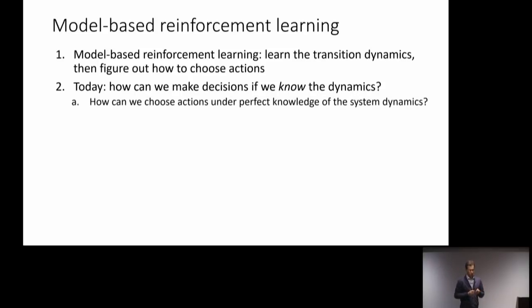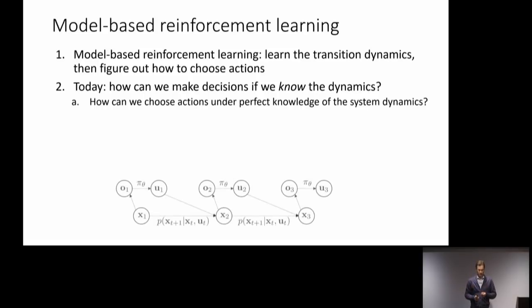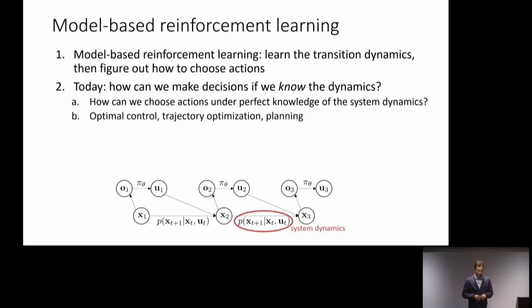So we'll talk about how you can choose actions under perfect knowledge of the system dynamics. When I keep saying system dynamics, just to bring this back to graphical model land, what I mean is this edge in our graphical model. This edge represents the probability of the next state given the previous state and action. Don't worry about the fact that I suddenly started using X's and U's. It's because I forgot to update my slide. But we'll see a lot of this notation later on because it's more common in optimal control, so we'll use it for consistency with the optimal control literature.